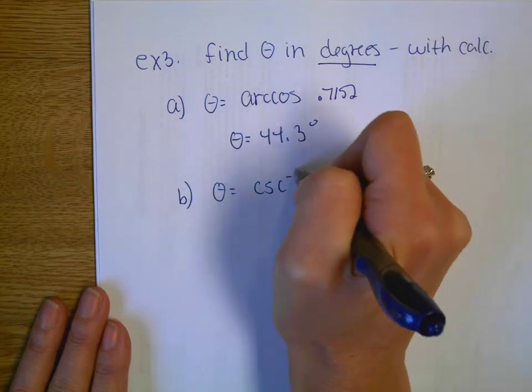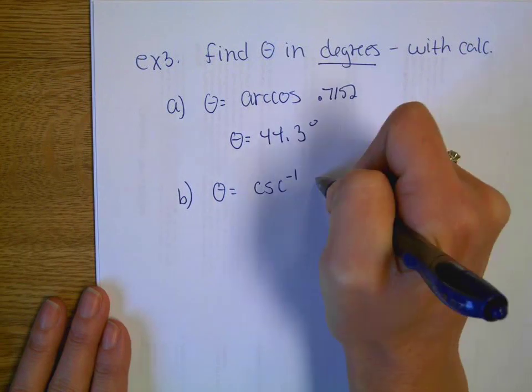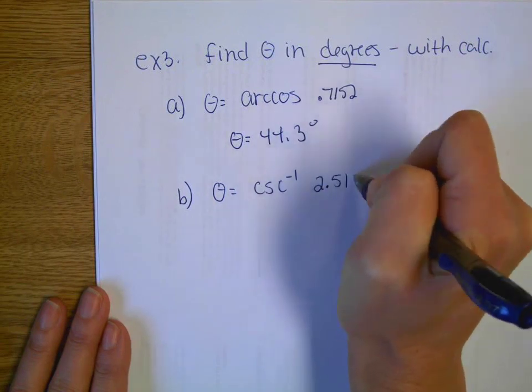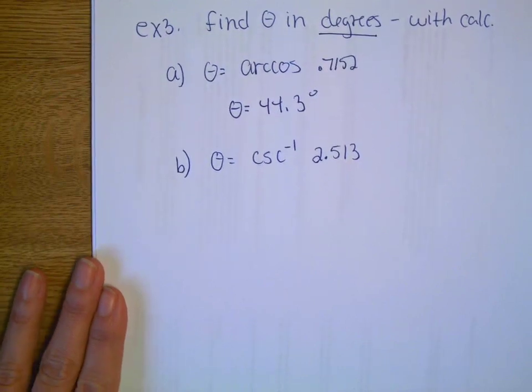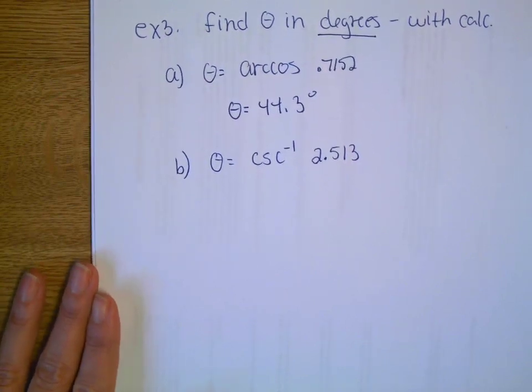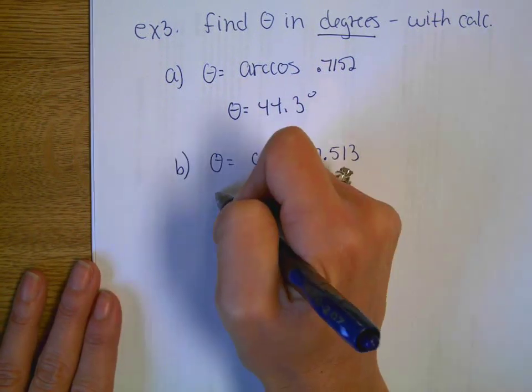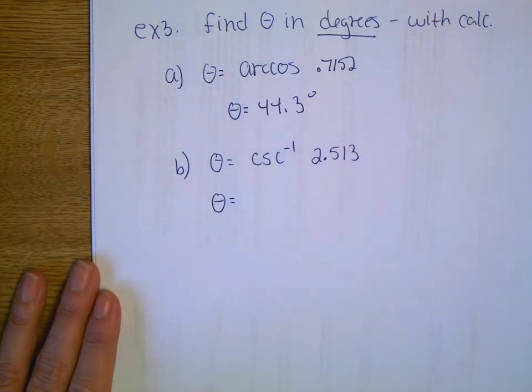Inverse cosecant of 2.513. I get 44.3. Inverse cosine of 0.7152. Okay, I got it. On the second page.